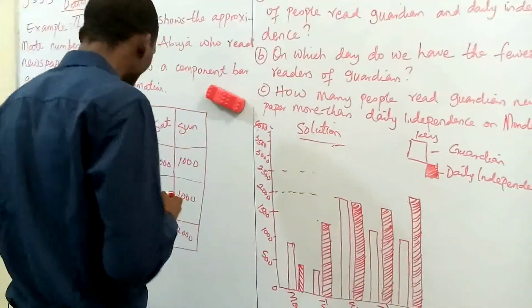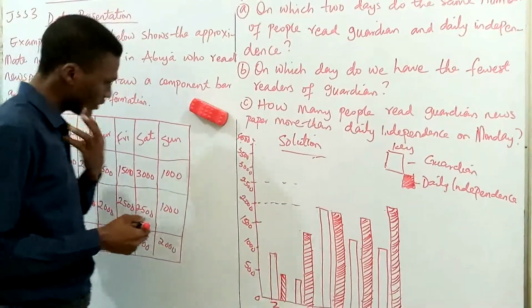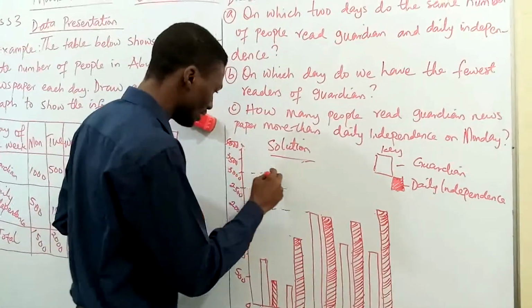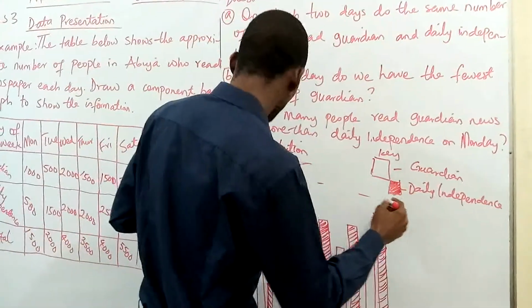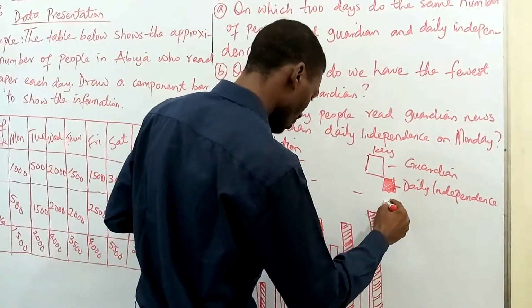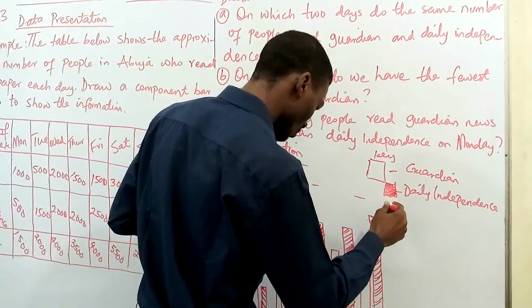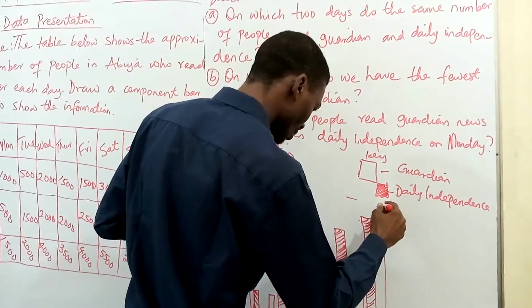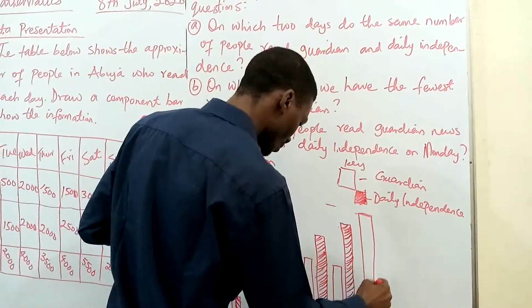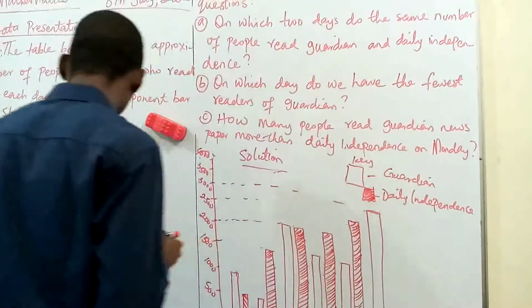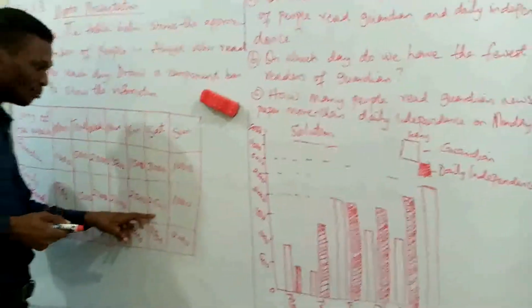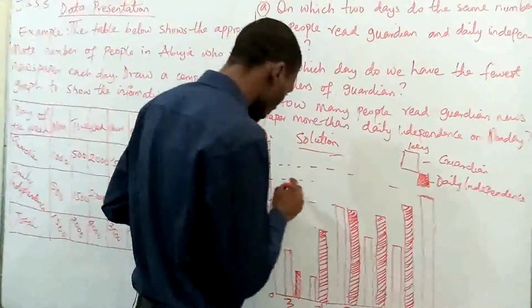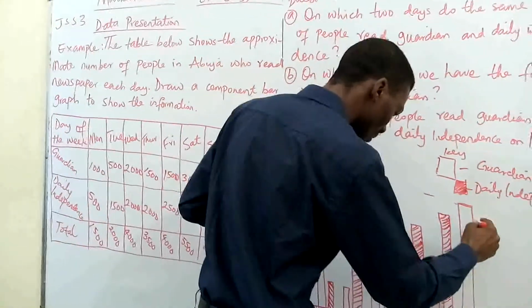On Saturday, we have 3,000 Guardian readers, and we have 2,500 for Daily Independent readers.